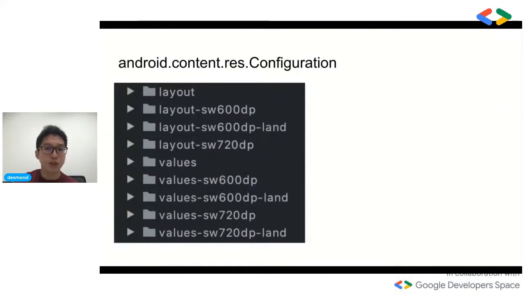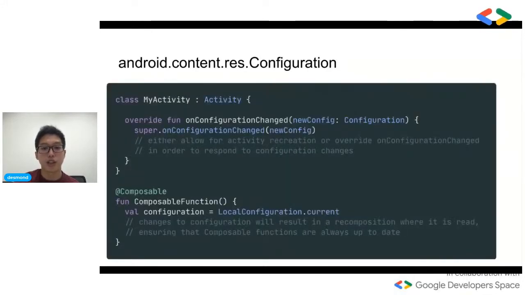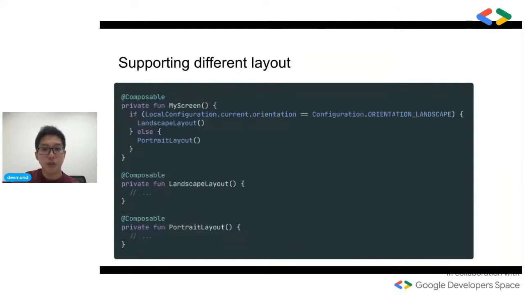So before Compose, if we wanted to do things differently based on the configuration of the device, we had to define separate XML files and allow the activity to recreate for changes to take effect when the configuration changes, or we had to override onConfigurationChanged to handle the changes manually. However, with Compose, every time the configuration has changed and is updated, if we are reading the configuration through LocalConfiguration.current, a recomposition will be triggered and the composable function will run again and update our UI automatically. So for example, here we can read the orientation of the device through the configuration provided by LocalConfiguration, and this will update our UI automatically whenever the device is rotated.